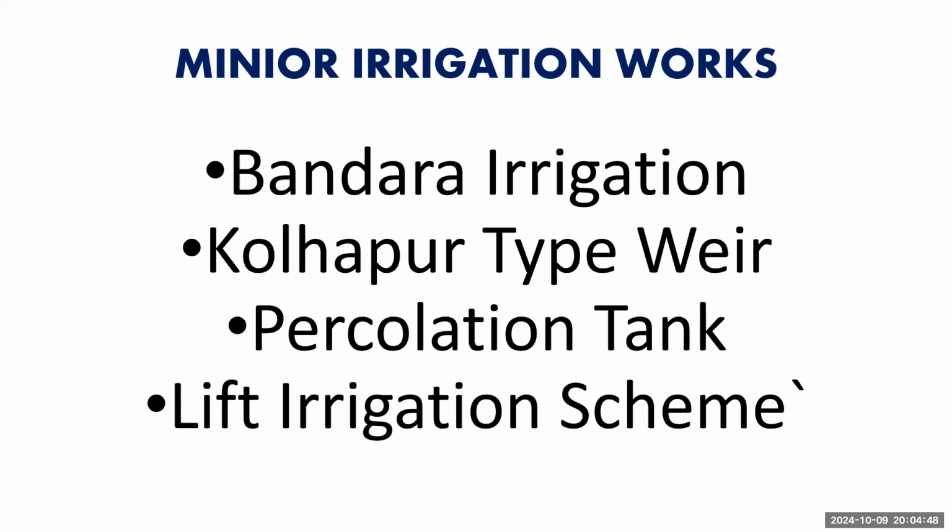So today we are going to discuss the second subpoint from this unit number 5, whose title is Introduction to Irrigation Engineering and Study of Minor Irrigation Works. So the first part we have covered in previous lectures, and now we are going to learn about the minor irrigation works. There are so many minor irrigation works. Out of that, for your study, there are Bandara irrigation, Kolhapur type weir, percolation tank, and lift irrigation scheme.